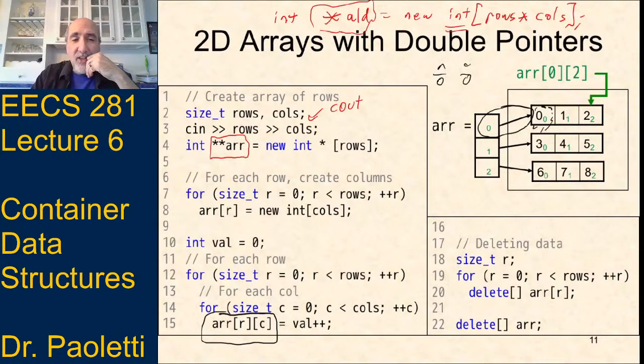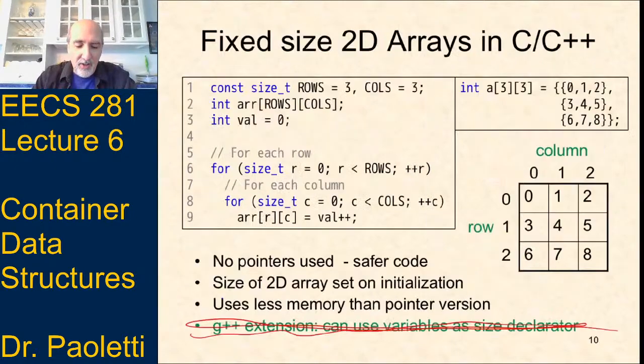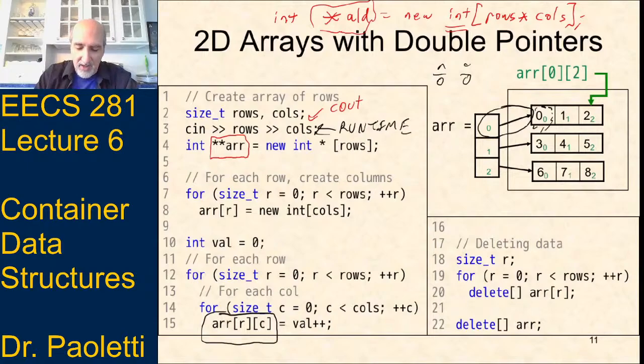Well, the advantage of this one is we can get the size at runtime. So that's the advantage of this version. This version, I get the size at runtime. This version, the size is fixed at compile time. And we're going to talk about that in a minute. So that's all of the creating and filling it with values.